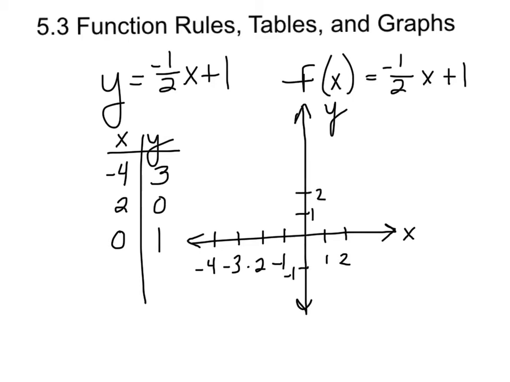And then we graph them. (-4, 3), (2, 0), and (0, 1). Now when you graph your line, you're going to go through the points and put arrows on both sides. And that is graphing using a t-table. You've done that before. We're just calling them different things, like a function rule and a table of values using f of x.